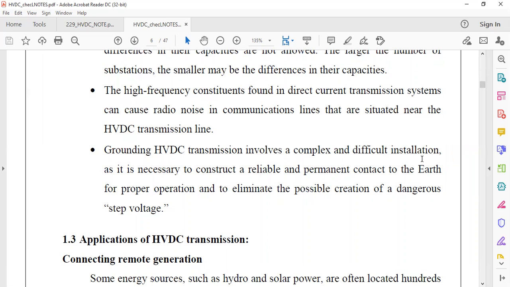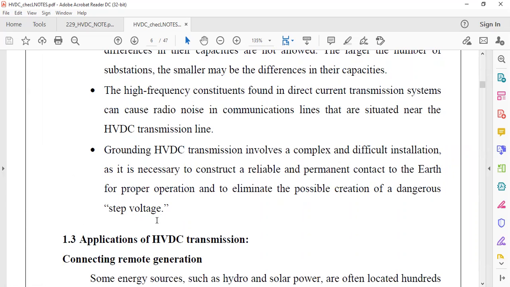So if we want to do ground earth, actually we take a DC line rather than AC, take the earth line and ground it, right? But it is somewhat difficult. It is an asset to construct a reliable and permanent contrast to the earth for proper operation and eliminate the possible creation of dangerous step voltage.